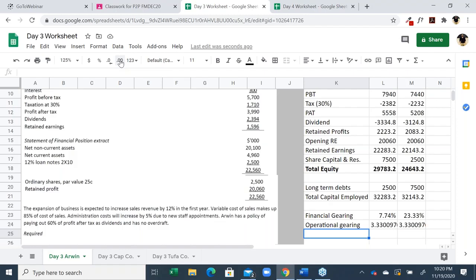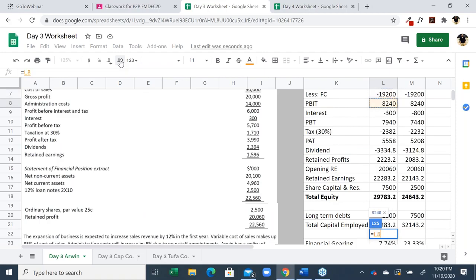Okay, then we have interest coverage. Interest cover, which is equal to PBIT divided by interest, just to know how many times of profit do we have to cover our interest.